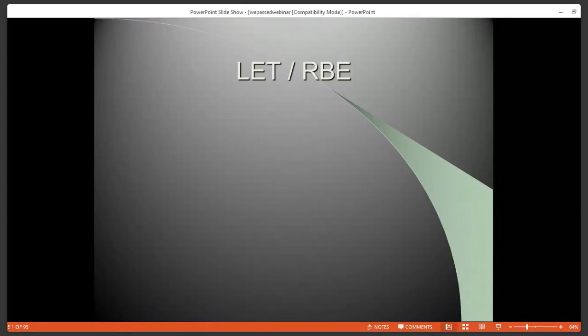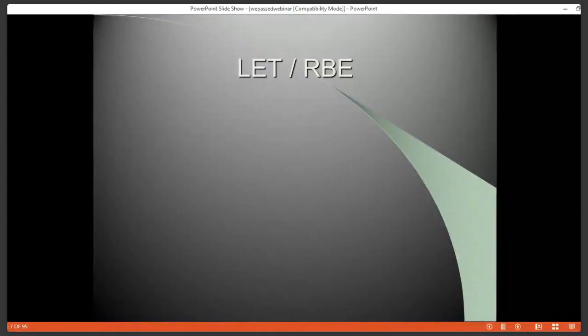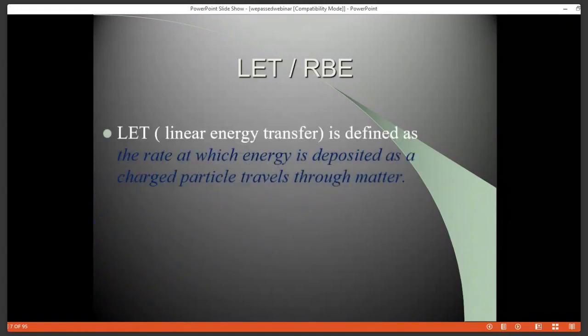Now, one thing to look at, when we're talking about X-rays transferring energy, is how much energy is transferred, and is there some way to compare different types of radiations? So we'll look at linear energy transfer and effect.